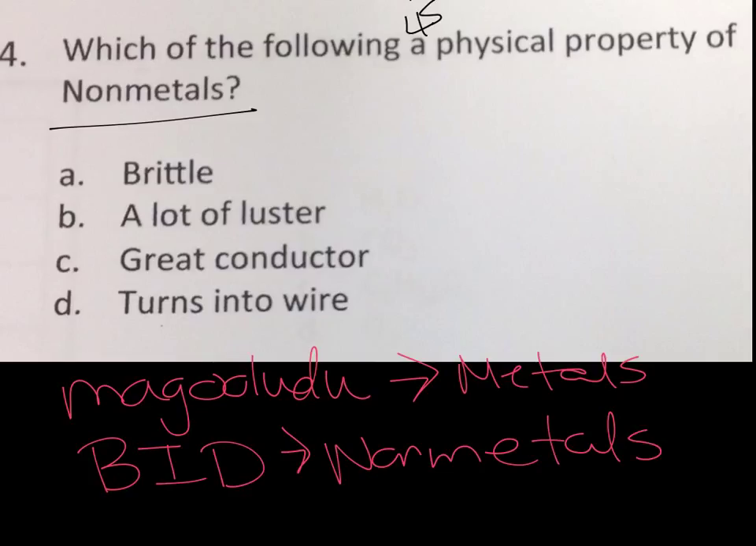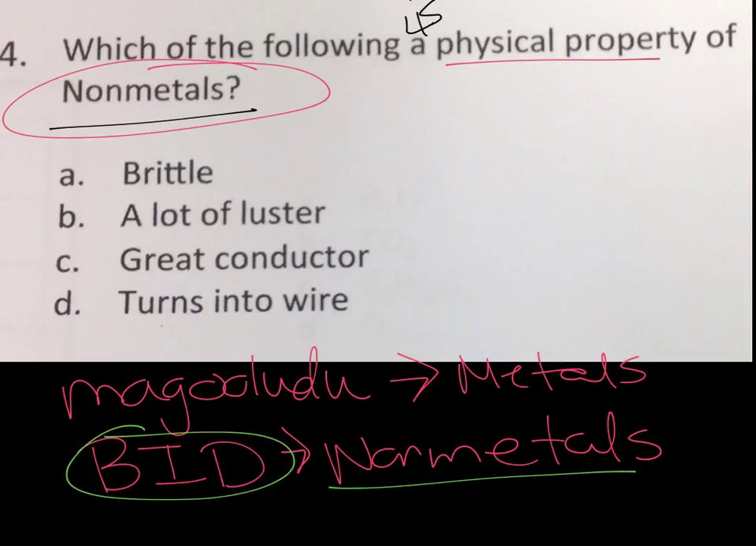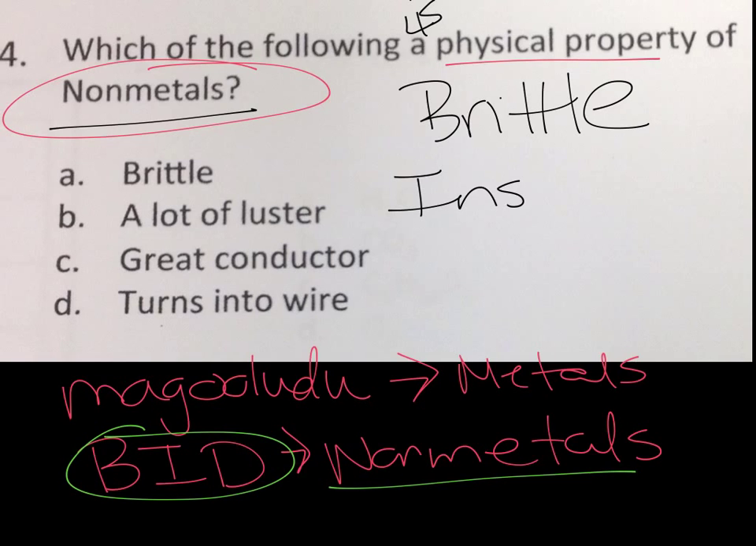Alright, so the question again wants to know, which of the following is a physical property of nonmetals? So, should we use Magouladou or should we use BID? Great job. We're going to be using BID because that's talking about nonmetals. So what does the B stand for? Exactly. Brittle. What does the I stand for? Great job. Stands for insulator. Finally, what does the D stand for? Great job. Dull. Okay? So when looking at our answer choices, we need to find the one that matches either brittle, insulator, or dull.